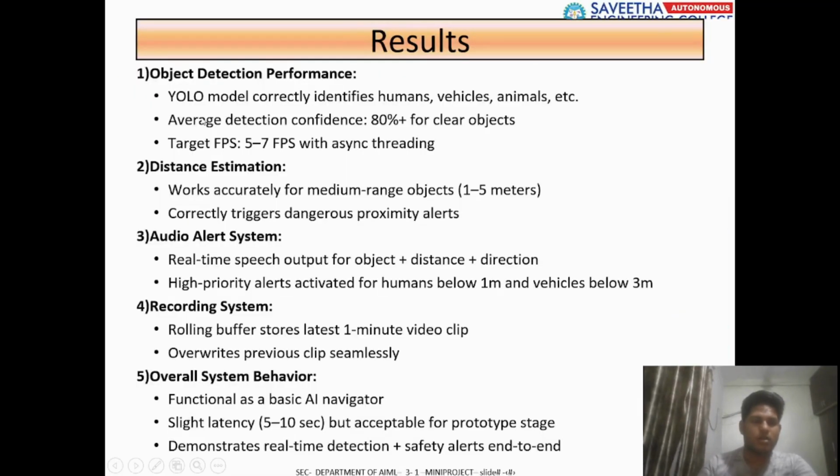And the results are, the object detection performance will be better, that is 80% clear, and the distance estimation will not be that accurate, but it will guess accurately up to 1 to 5 meters approximately. It has an audio alert system and recording system, and overall the system behavior may have a lag of 5 to 10 seconds depending upon the specifications of the devices that you are using.